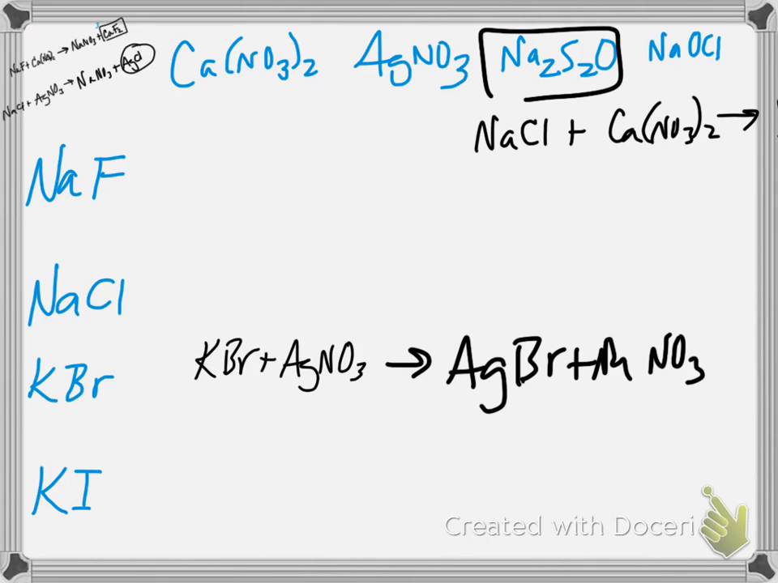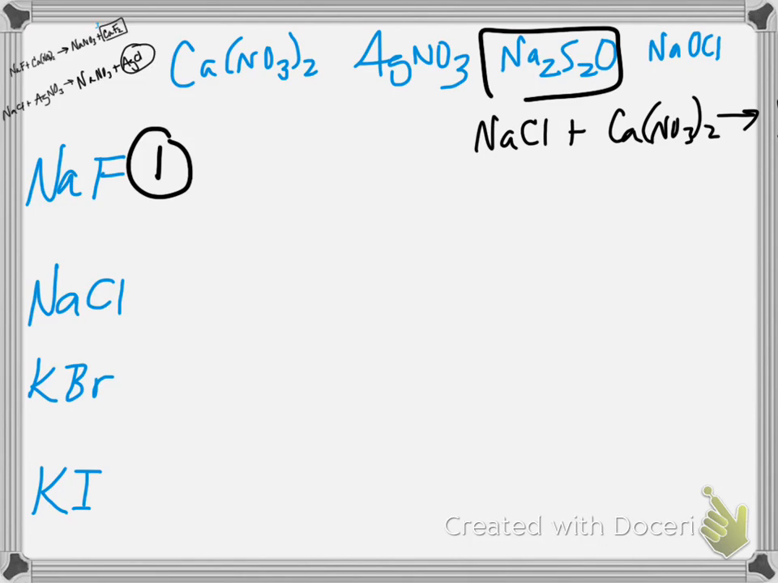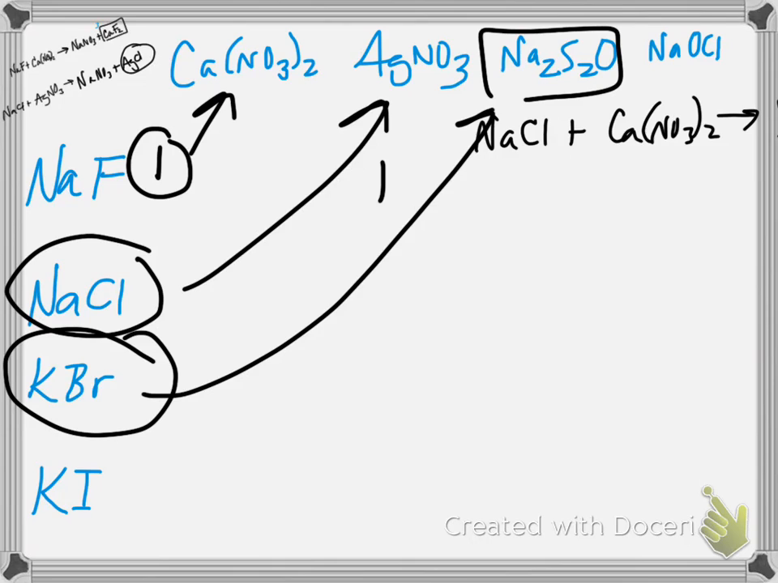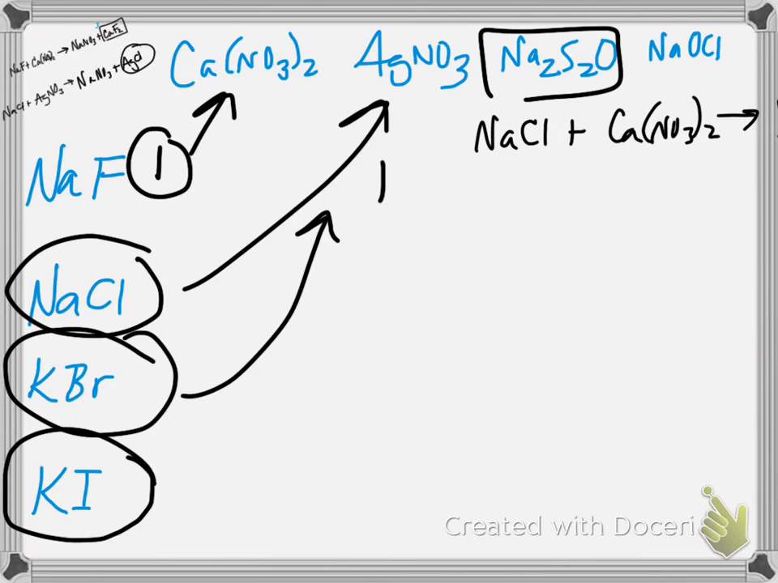So for this one we had one compound it reacted with. It reacted with the calcium nitrate. With this one, we had one compound it reacted with, the silver nitrate. For this, we had one compound it reacted with, also silver nitrate. What happened with it? So we're moving down the periodic group. Where did your potassium iodide, the KI, react?